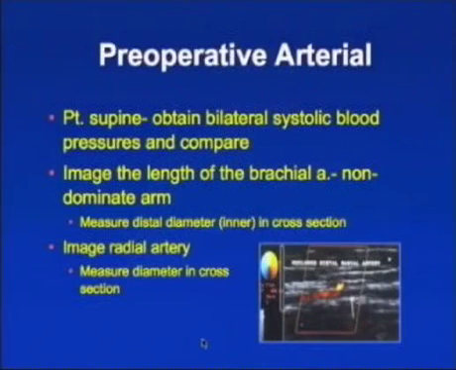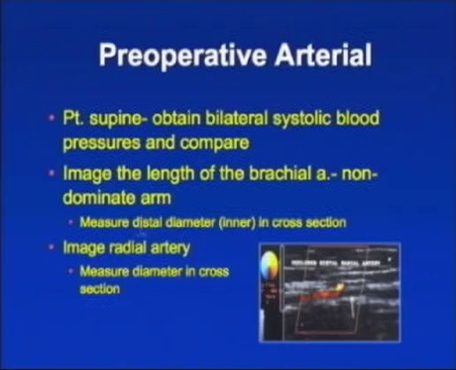Let's talk about the preoperative arterial protocol in more detail. Initially, we will start with the patient lying supine, and we'll obtain bilateral systolic blood pressures. And again, we compare these to be sure that there's not a 20 millimeter gradient between these brachial pressures. We'll then image the length of the brachial artery. Again, and this is in the non-dominant arm.